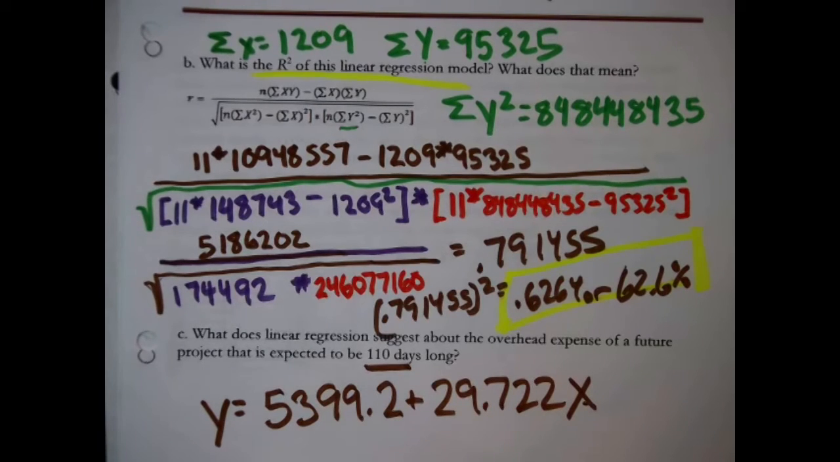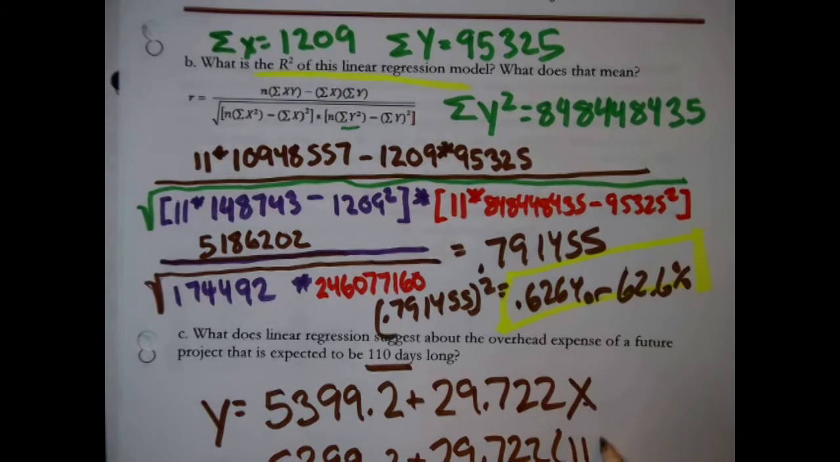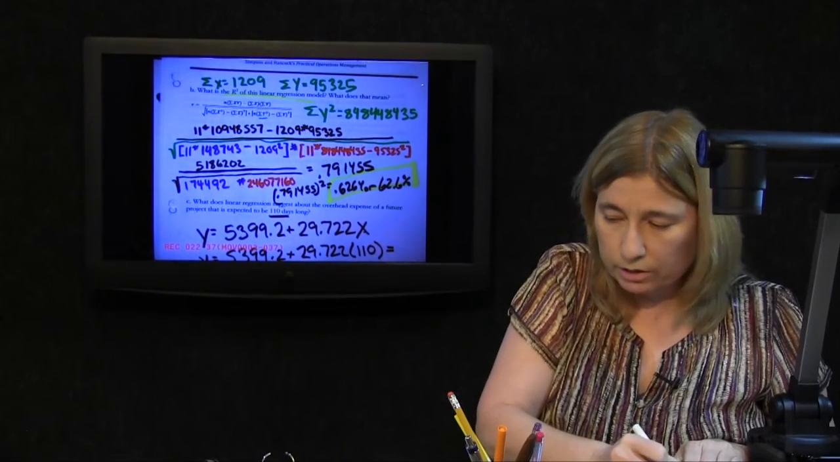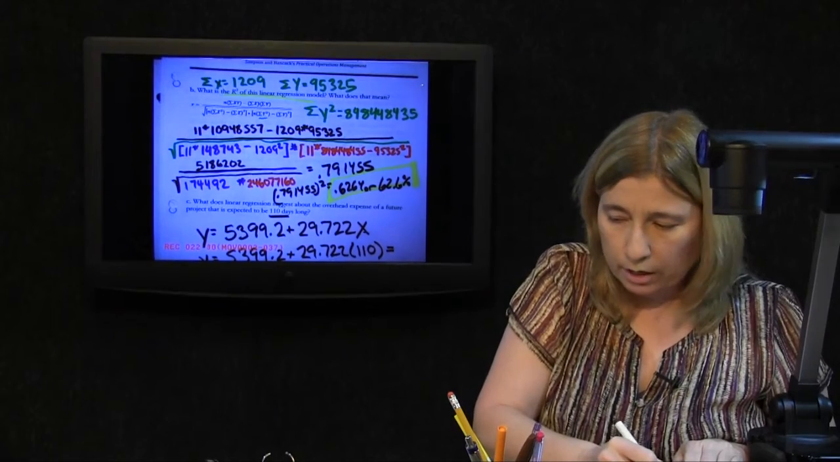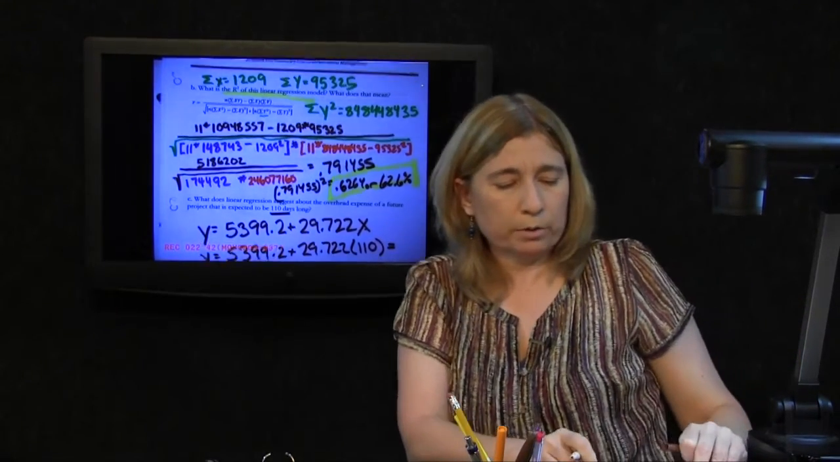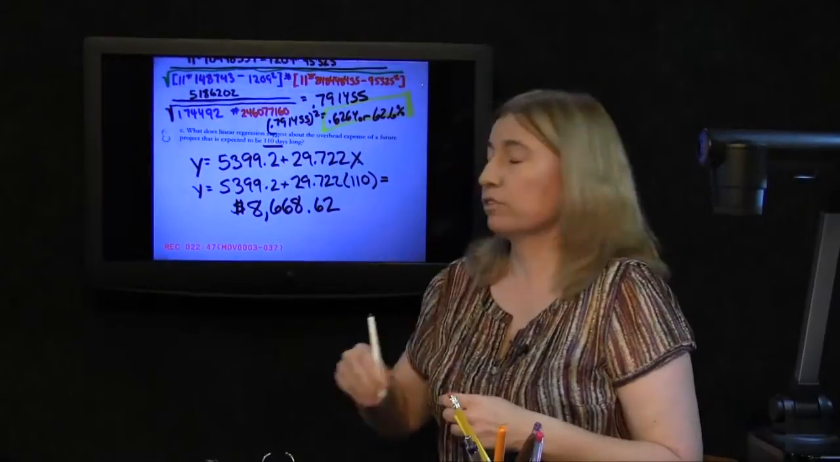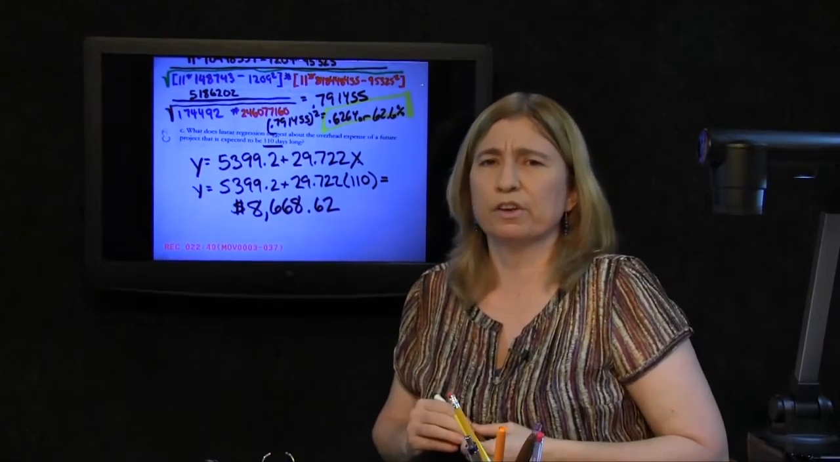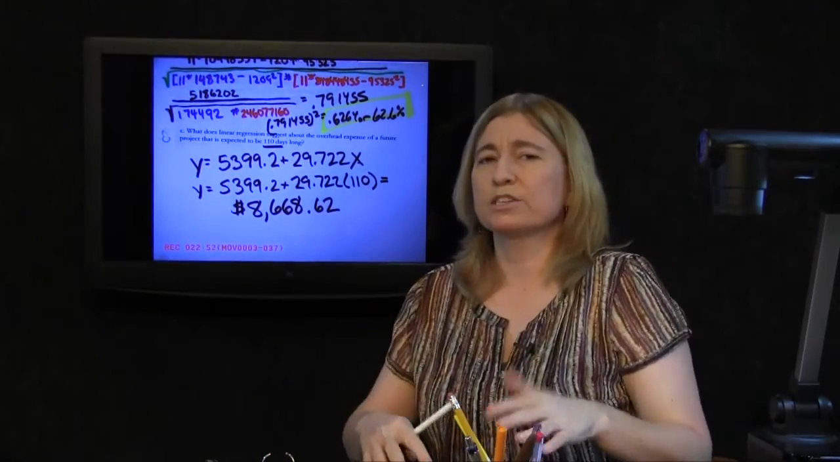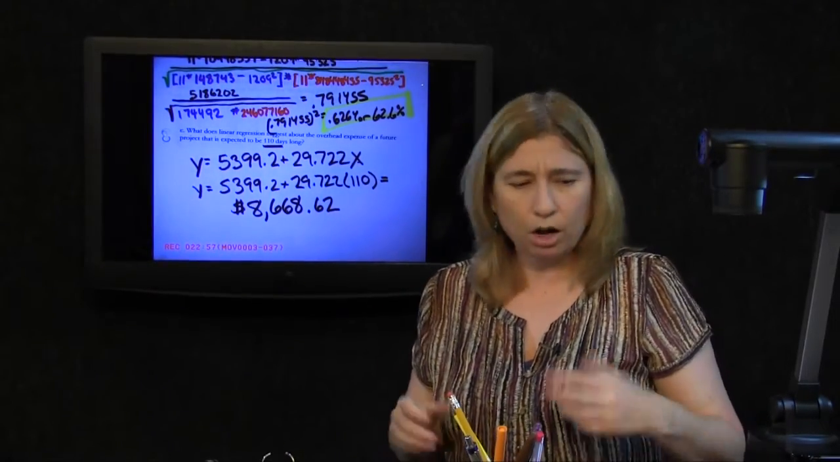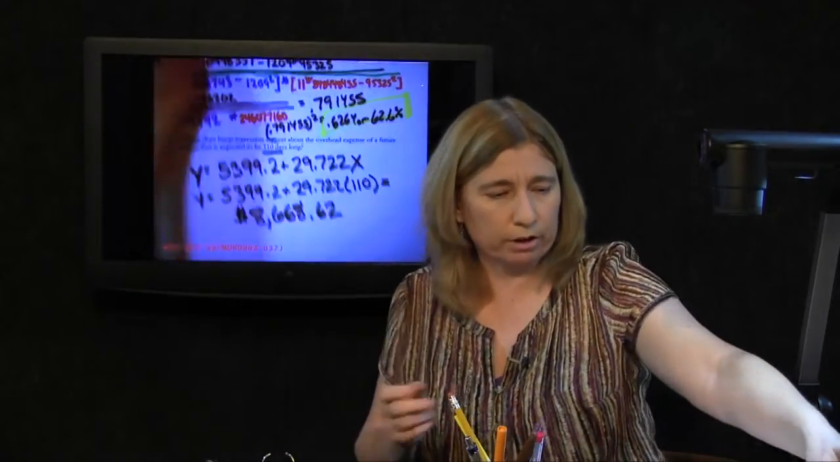Okay, so our estimate would be 5399.2 plus 29.722 times 110. We would estimate that a project that's 110 days long is going to incur overhead expense of about $8,668.62. That would be our estimate based on the regression model. Well, that at least didn't take all that long. What about the last part of this scenario?